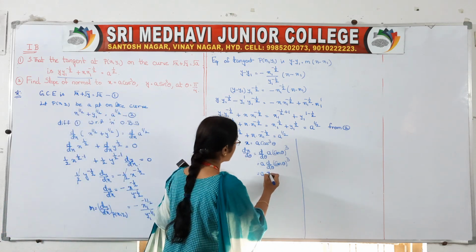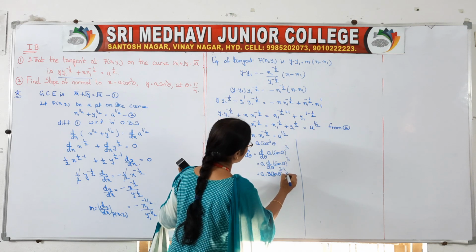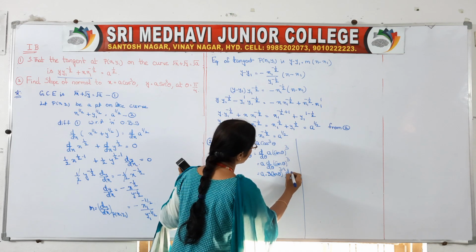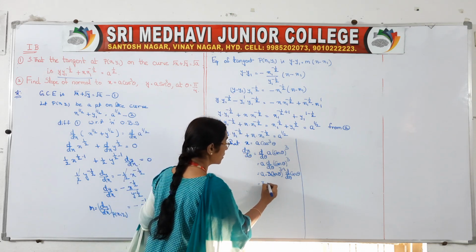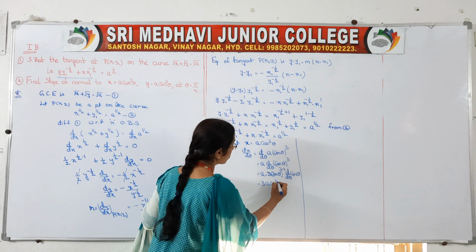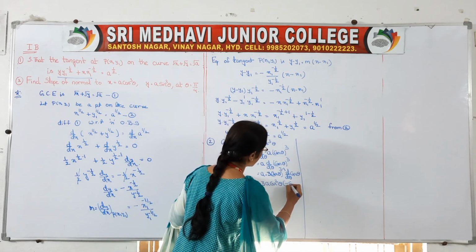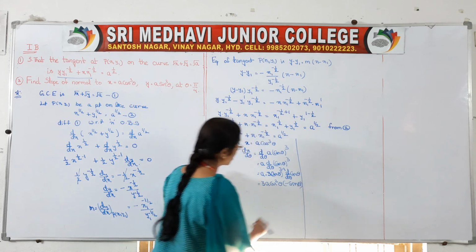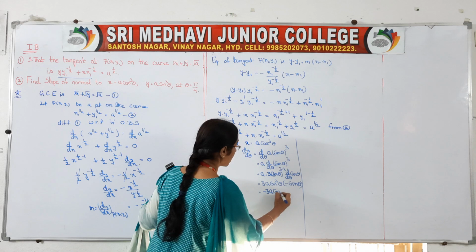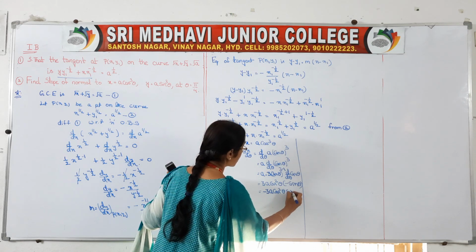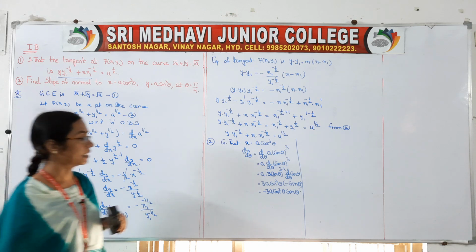So it is 3 into cos theta to the power of 3 minus 1 into d by d theta of cos theta. So it is equal to 3a cos square theta, and d by d theta of cos theta is minus sin theta. So it is equal to minus 3a cos square theta sin theta. This is your dx by d theta.